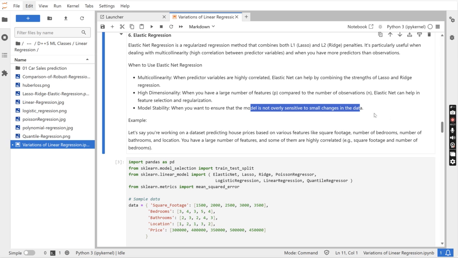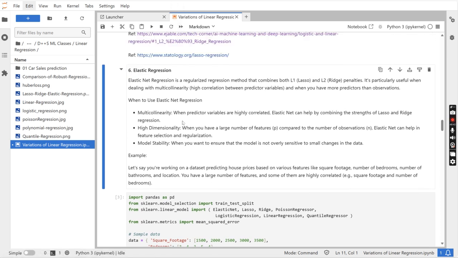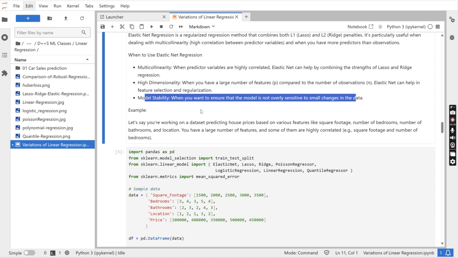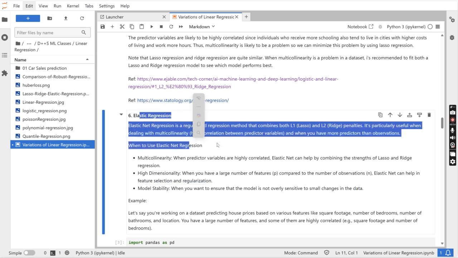For example, if you have too many outliers, then the model is prone to change its behavior with those outliers. You want to ensure that the model, even upon introducing a lot of outliers, should not change its behavior. That is when you use elastic net regression. So when there are too many outliers in the data and you see the model is overfitting or underfitting, go ahead and use the elastic net.